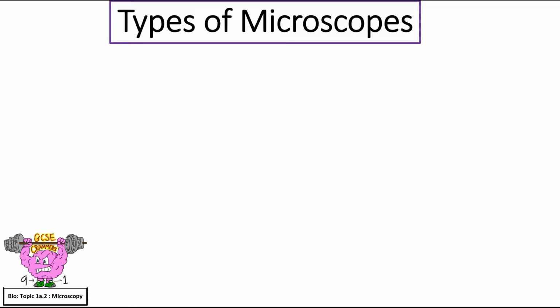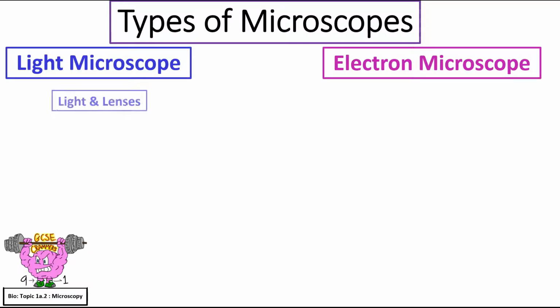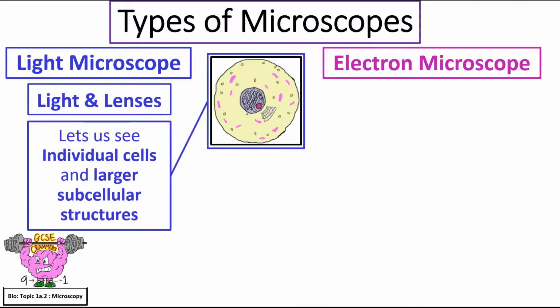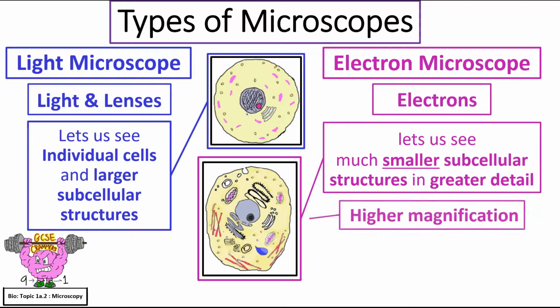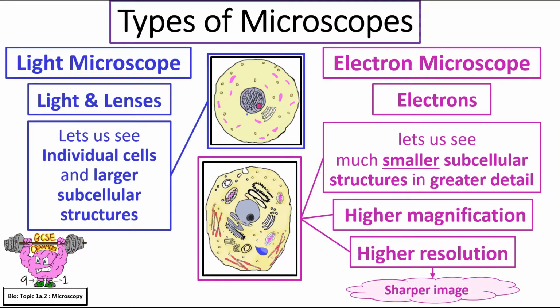Types of microscope: the light microscope and the electron microscope. The light microscope uses light and lenses to magnify an image of a specimen and let us see individual cells and larger subcellular structures. The electron microscope uses electrons to form an image. This lets us see much smaller subcellular structures in greater detail. This is because an electron microscope has a higher magnification and a higher resolution, giving a sharper image.